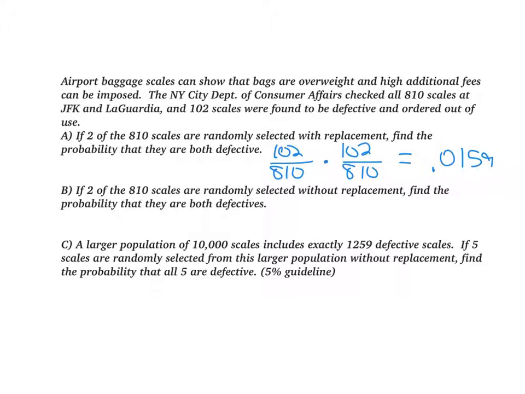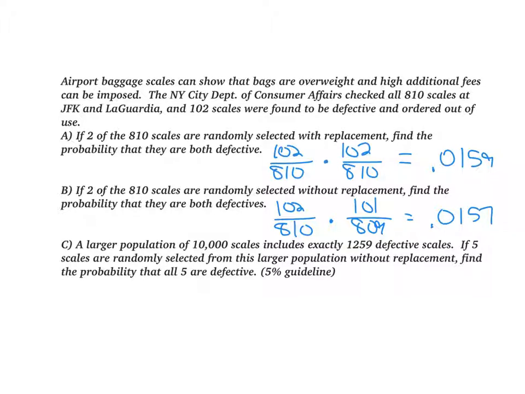Now, part B, if 2 of the 810 scales are selected without replacement. Okay, so the first one, you still have the same probability, but the second one, now that you've picked one, there's just 101 left in the hat that is defective, and there's only 809 left in there. So you see how it decreases when it becomes dependent. So 0.0157 instead of 0.0159.